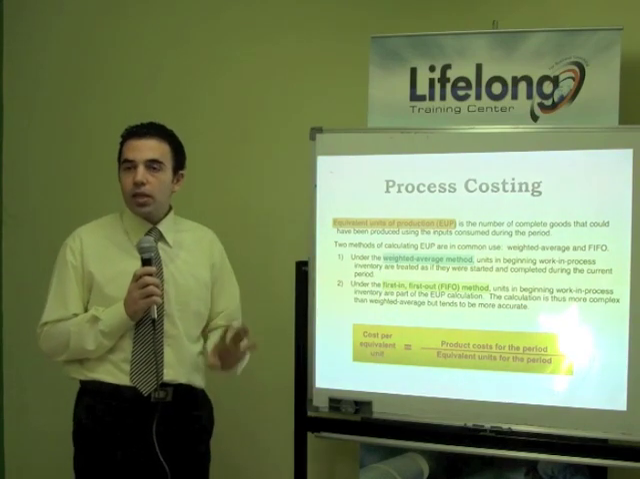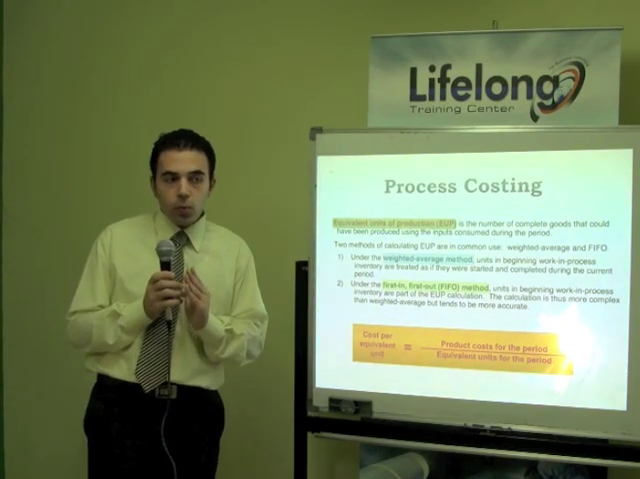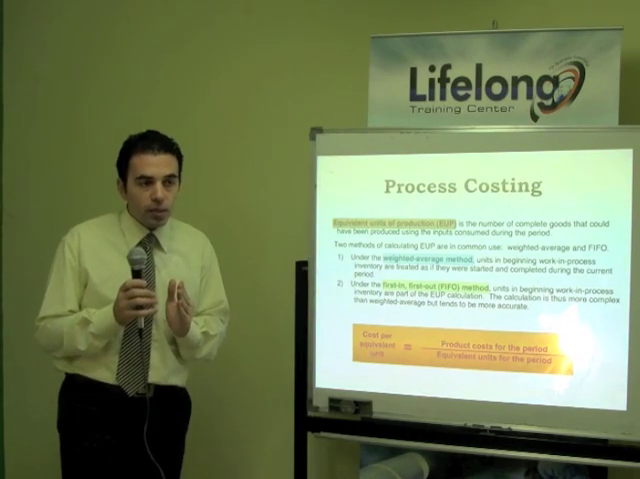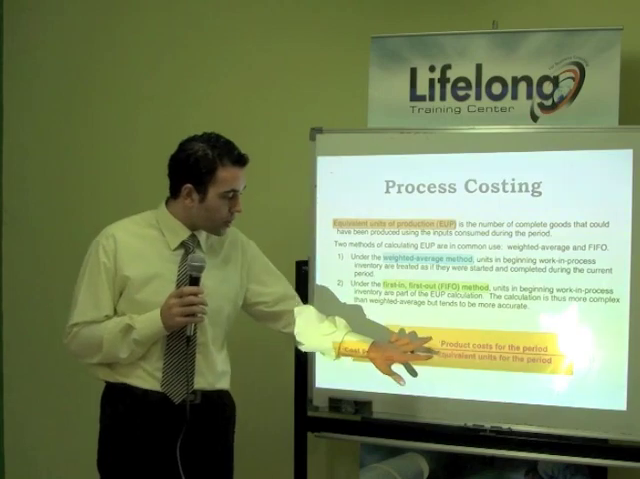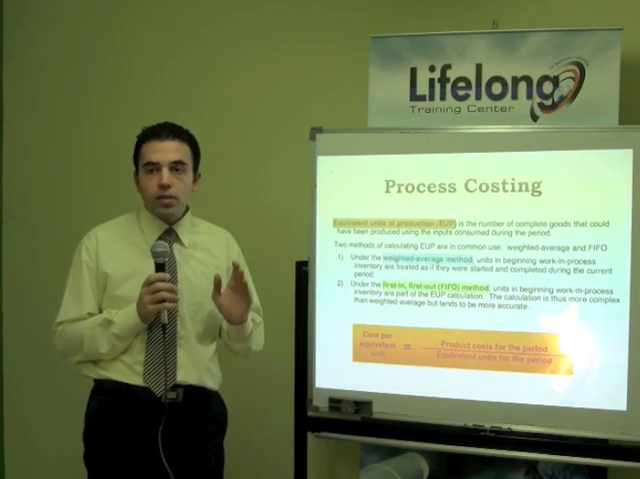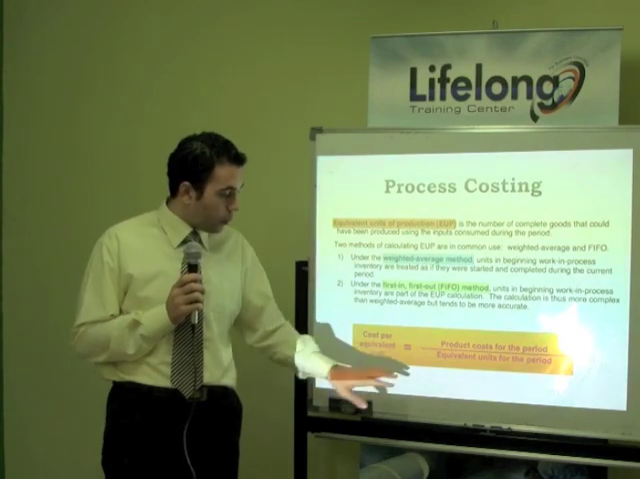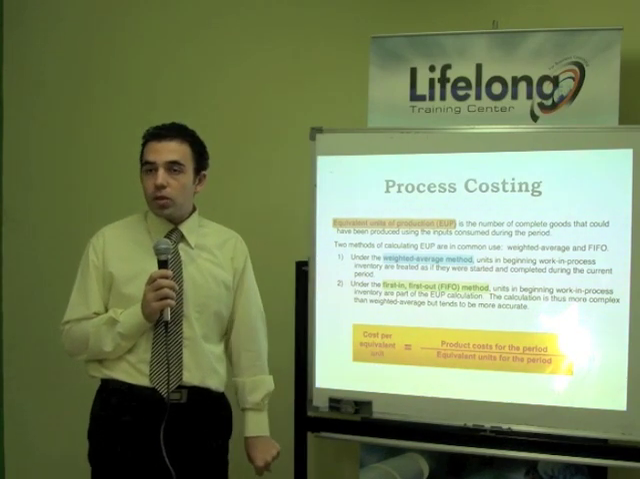Cost per equivalent unit is product cost for the period over equivalent units for the period. What's the meaning of it? Think about it like this. Do you remember we have work in process? So let's say that for us the product cost for the period was 1 million. So we have 1 million, and we are saying equivalent units for the period.